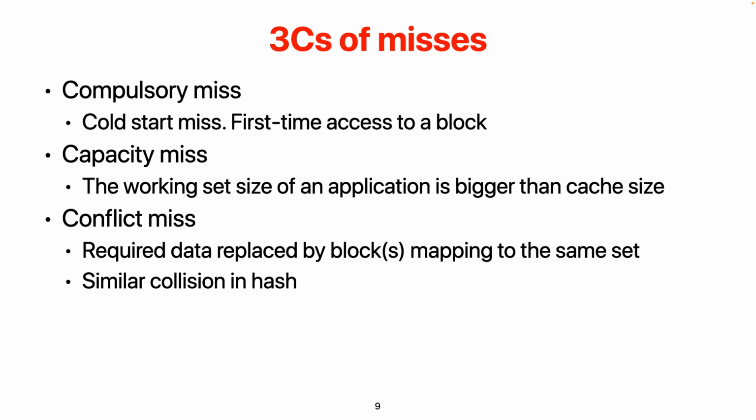That's called capacity miss. And the third type is called conflict miss. The conflict miss means that the cache may not be full, and the block was previously present in the cache, but for some reason, the block gets kicked out. So the next time you access it, it becomes a miss. So that's called conflict miss.